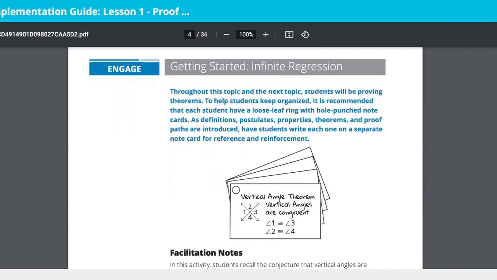From here is where you want to read, to get an understanding of how to go about the lesson. It says throughout this topic and the next topic, students will be proving theorems. To help students keep organized, it's recommended that each student have a loose-leaf ring with hole-punched note cards. So it's walking you through some instructional implications that will help and benefit you, the teacher.